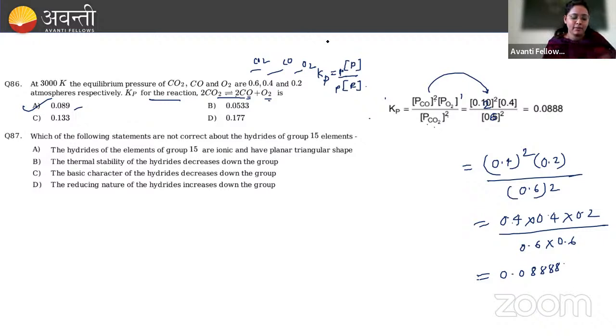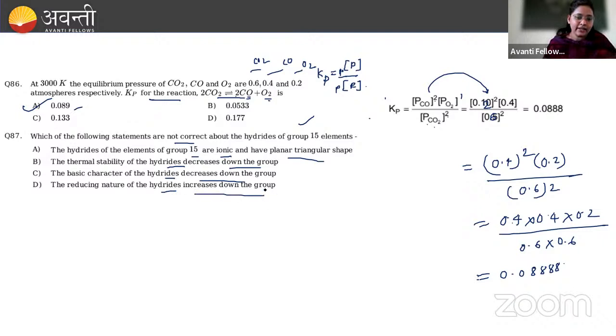That is 87 number problem. So here you can see what is happening. Which of the following statement is not correct about the hydrides of group 15? So yesterday only we have talked about the hydrides, right? Can you tell me the answer? Yes, hydrides of the element group 15 are ionic and have planar triangular shape. Next, thermal stability of the hydride decreases down the group. Basic character of the hydride decreases down the group. Reducing nature of the hydrides increases down the group.